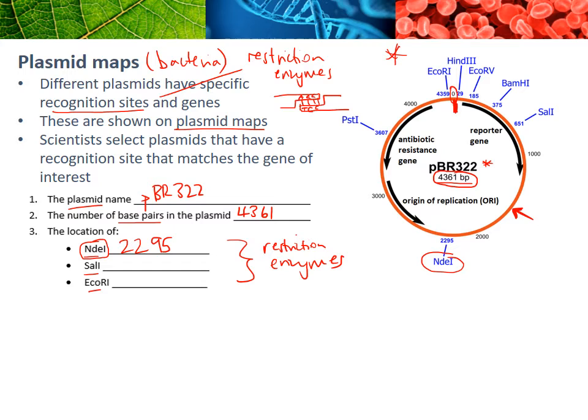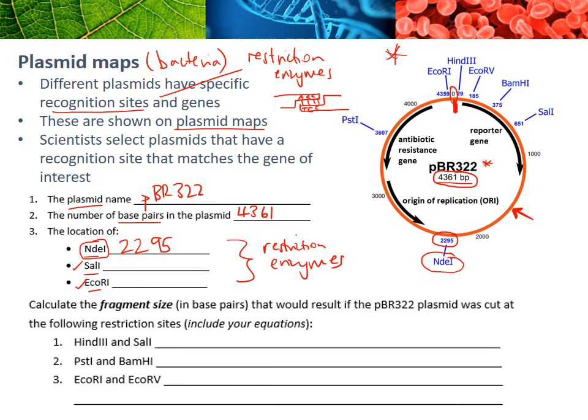And if we went all the way around, when we get to this specific recognition site, it is at the 2,295th base pair is where that recognition site is. Okay, so you need to figure out the recognition site for these two here.